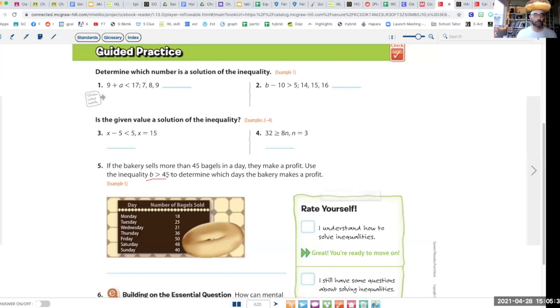All right, so this should be pretty easy. 18, is 18 more than 45? No. How about 25? No. 21? No. 36? No. 50? Yeah, that's more than 45. 48? That's more than 45. And Sunday? No. So that means you should have put Friday and Saturday.